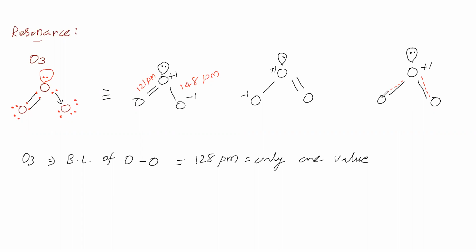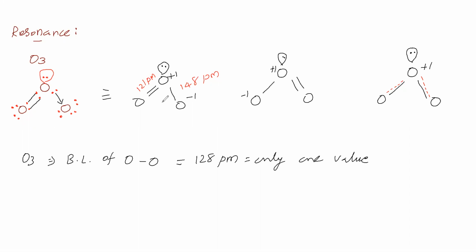Therefore, here the bond is 1 sigma bond plus half pi bond. Here also 1 sigma bond plus half pi bond. Therefore, here 1.5 bond is there. Here also 1.5 bond is there. 1.5 bond in the sense 1 sigma bond plus half pi bond, that is the meaning.